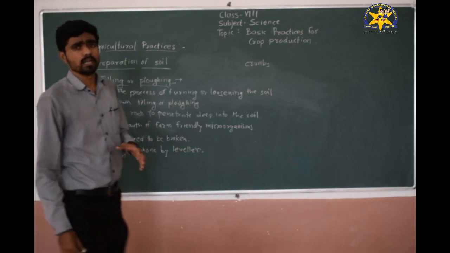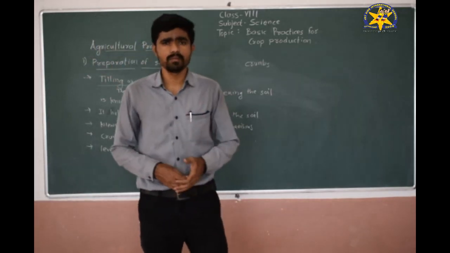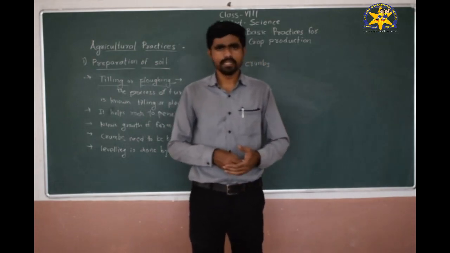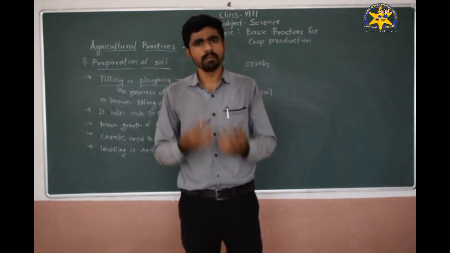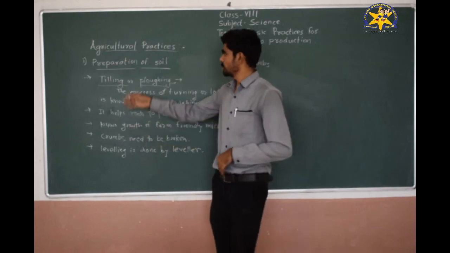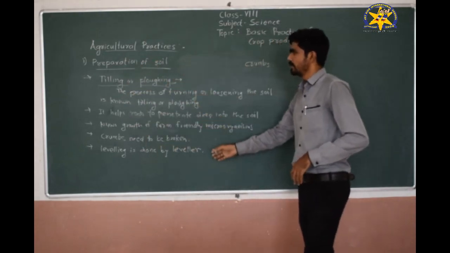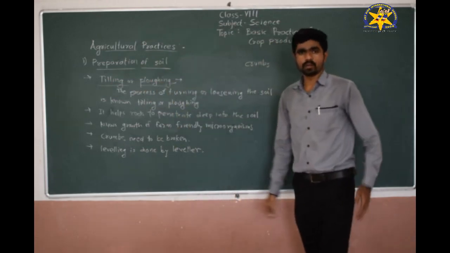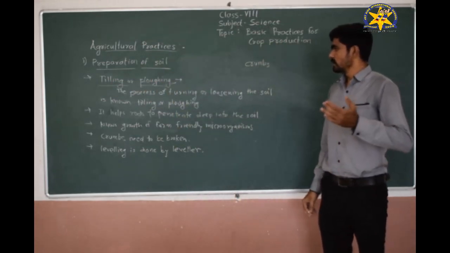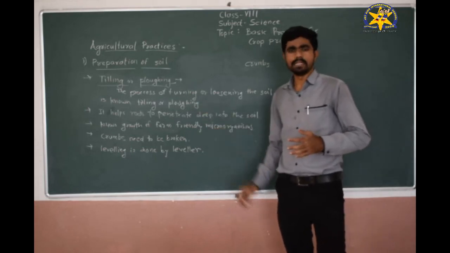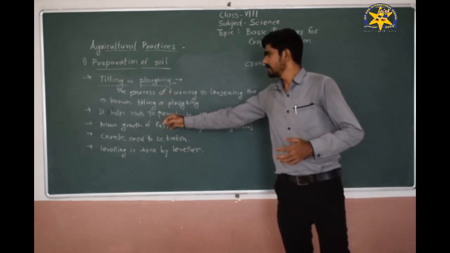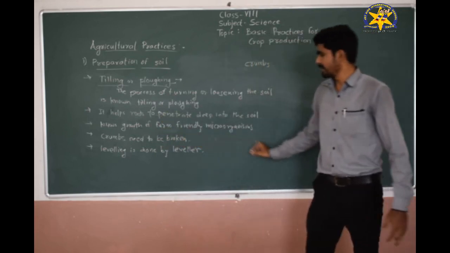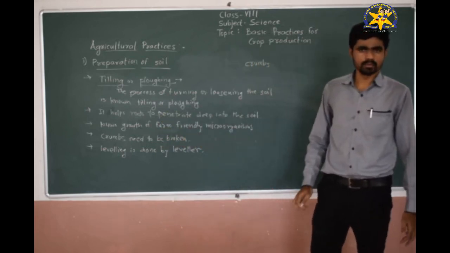Sometimes before sowing the seed, we need to water it also. We need to water it as well as add manures to bring back the nutrients. So these are the processes in the preparation of soil. Preparation of soil is important because tilling is done. Tilling is the process of turning or loosening the soil, known as tilling or plowing. It helps the roots to penetrate deep into the soil. It also allows the growth of farm-friendly microorganisms like earthworms.